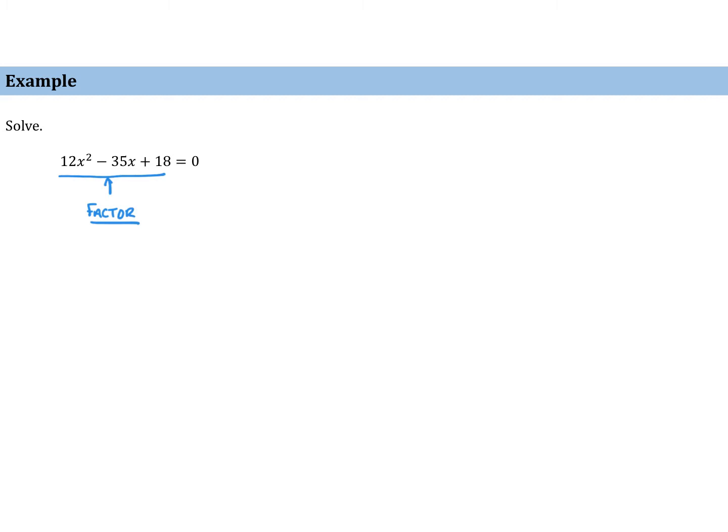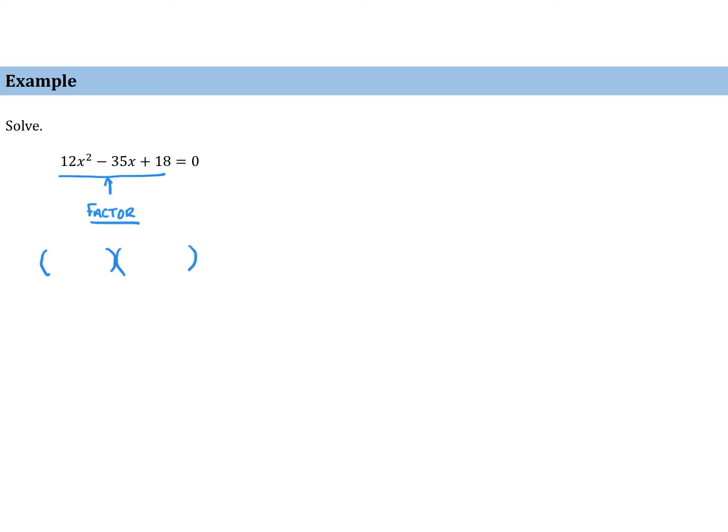First thing that we will do, we have this in descending order, and let's look for a GCF, the greatest common factor, between 12, 35, and 18, of which there is none. There is not a common factor that goes into each one of those three. So if this factors, it will factor into two binomials multiplied.